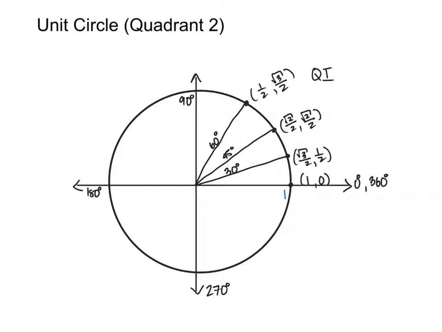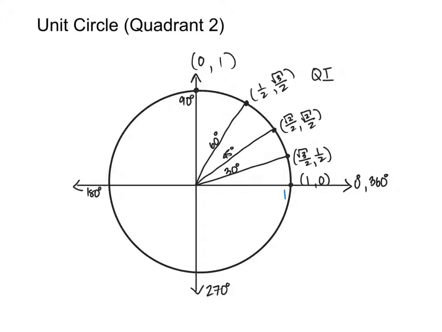And then at the very top right here, at 90, because the radius of this is 1, if this hits 1 on the y-axis, that means my y value is 1. But my x value here, notice how it's at 0. So I have 0 for my x value.